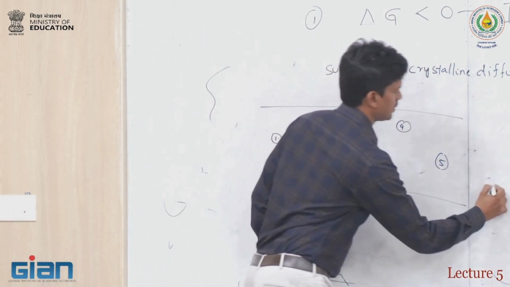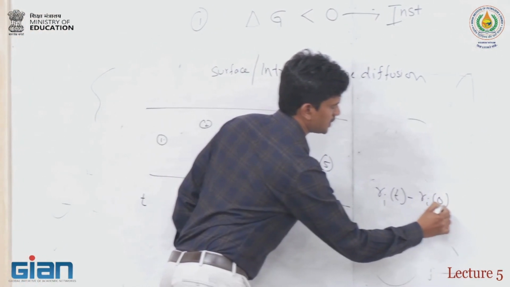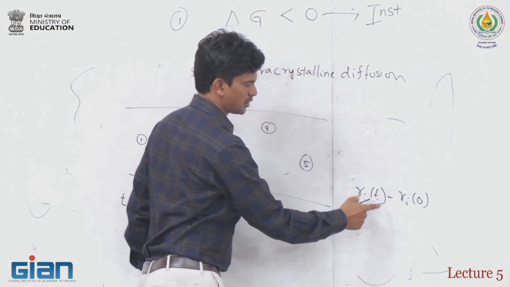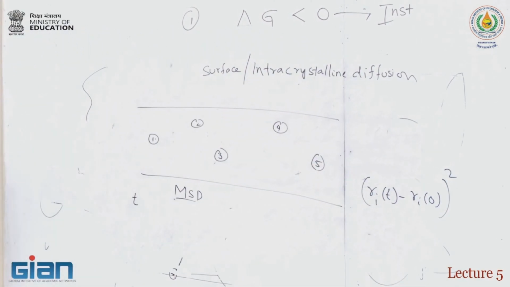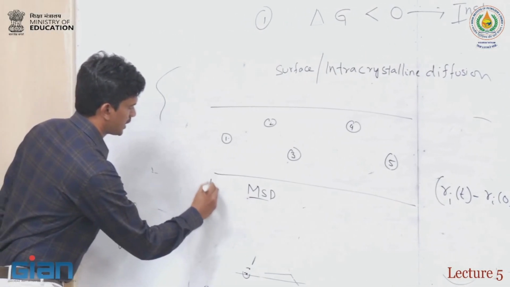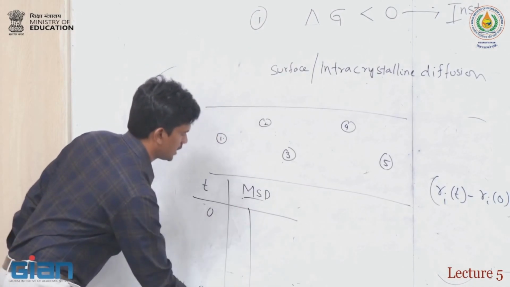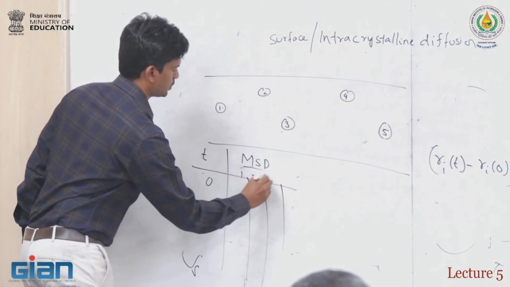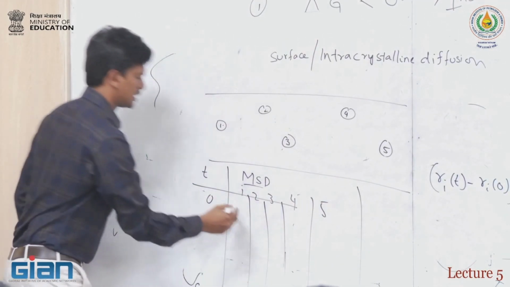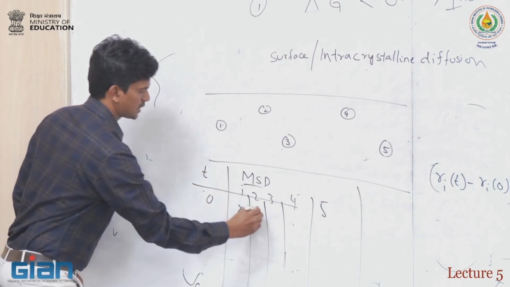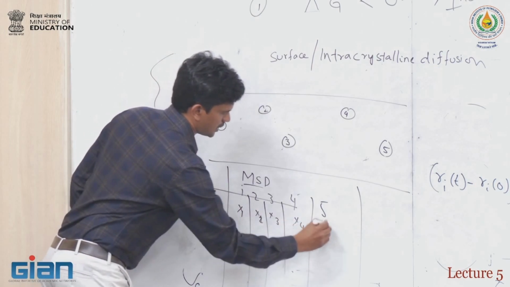That means Ri of t minus Ri of 0. That means from time t equal to 0 to time equal to t, how much it traveled, squared. So that is mean square displacement. Okay, so at time 0 we get 1, 2, 3, how many? 5 particles are there. So we get the mean square displacement of each particle. This is x, this is y, like x1, x2, x3, x4, x5.